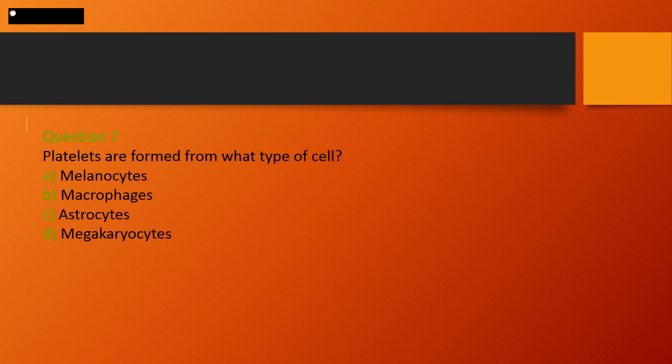Platelets are formed from what type of cell? The answer is megakaryocytes. Megakaryocytes divide and convert into platelets, whereas melanocytes are responsible for melanin production. Macrophages are responsible for phagocytosis and removal of microorganisms, whereas astrocytes are the supporting cells of the nervous system.